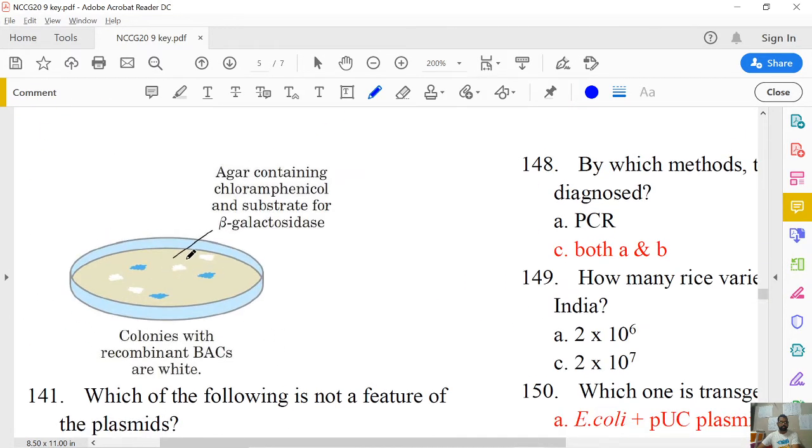So this is how actually the colonies will be. So this is the non-recombinant colony, whereas the white one is actually the recombinant colonies.